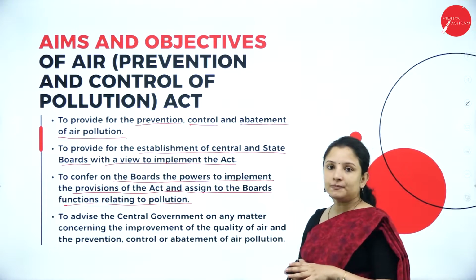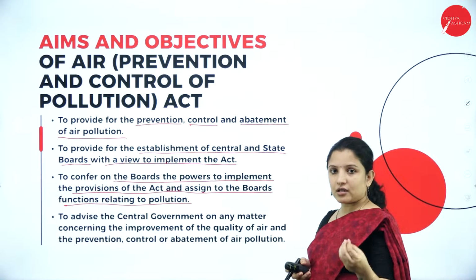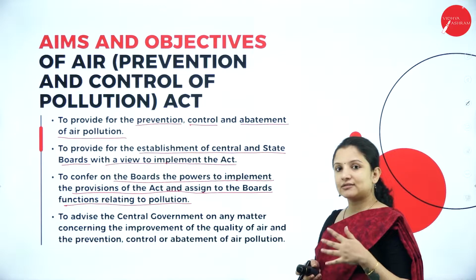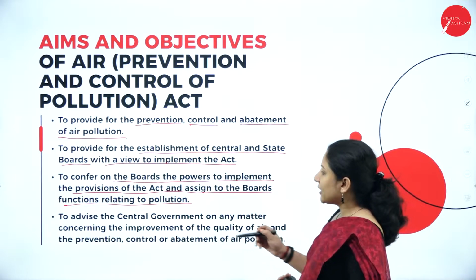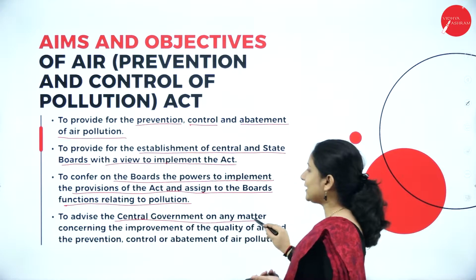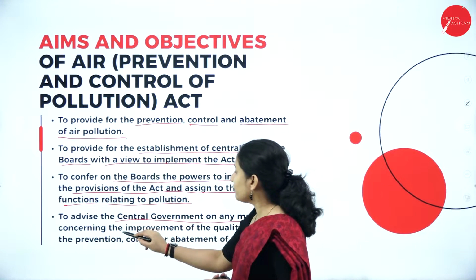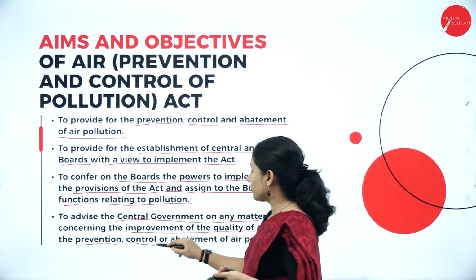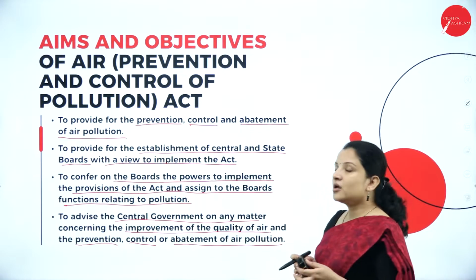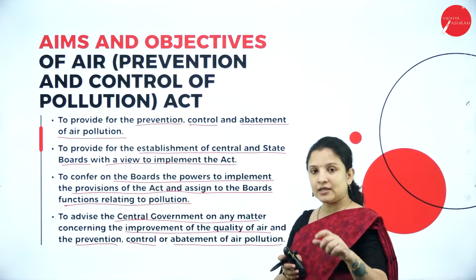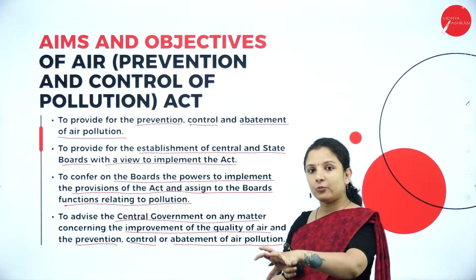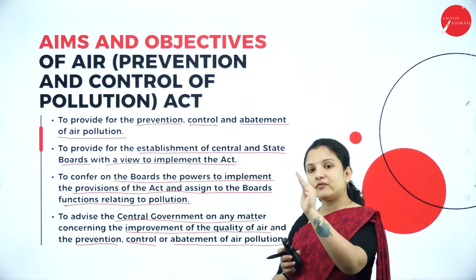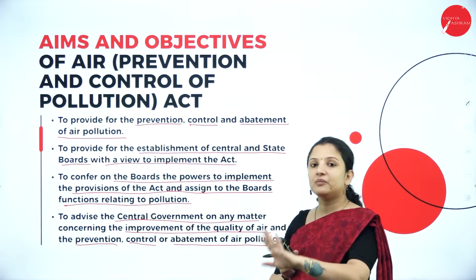So that is the function of the Pollution Control Act, or Air Act, which sets up committees both in the center and the state to curb air pollution, and it advises the central government on any matter related to the improvement of the quality of the air and to preventing, controlling and abatement of air pollution. The central government will make sure that the state government is implementing these rules and regulations, and the state government will implement those rules and regulations on the people, which the people have to follow.